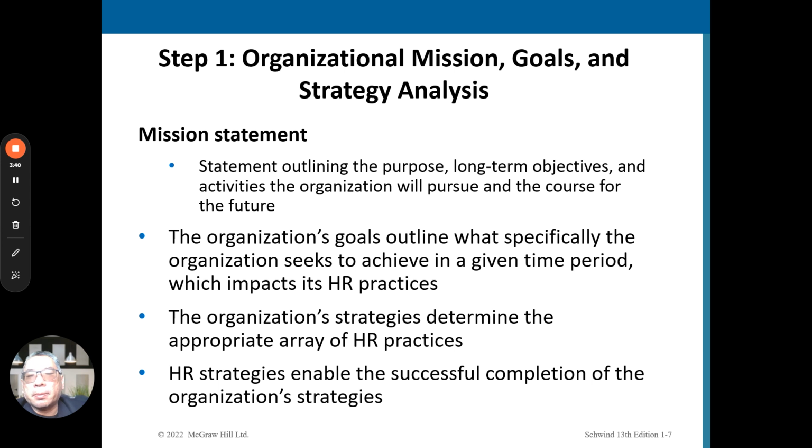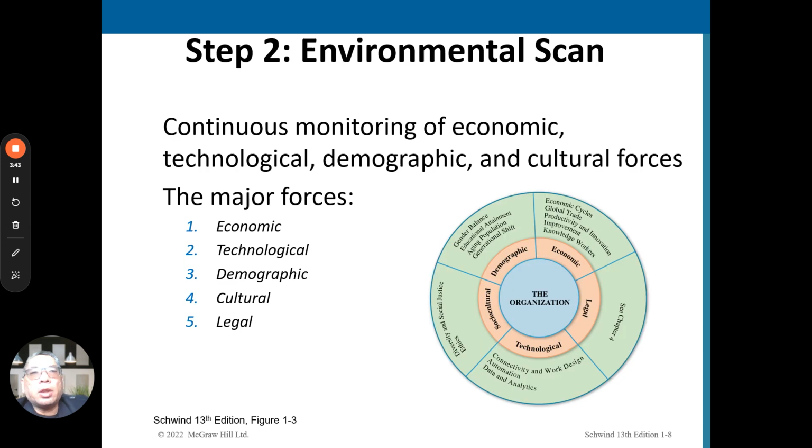Okay. Then we're going to move into step 2, which is the environmental scan here. We're going to continue to monitor the economic, technological, demographic, and cultural forces. There are 5 of them: economic, technological, demographic, cultural, and legal. So here we will have it in the graphic roundabout.